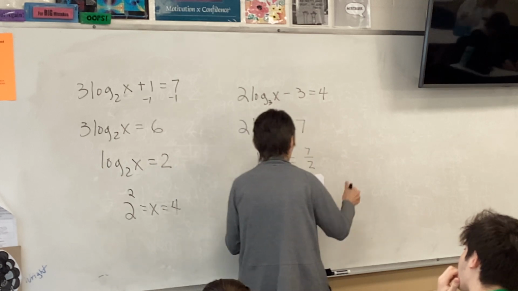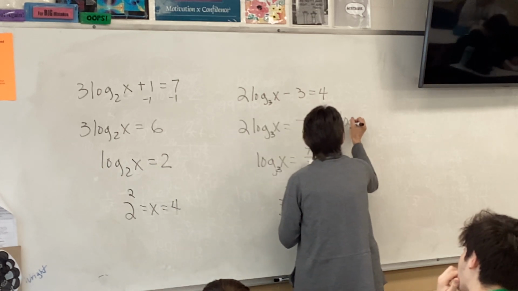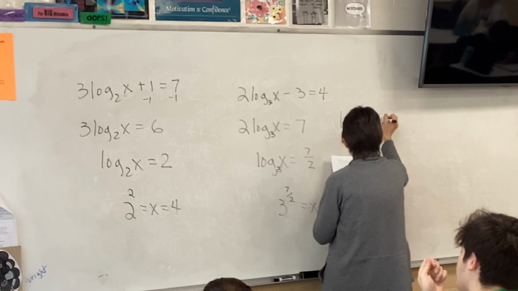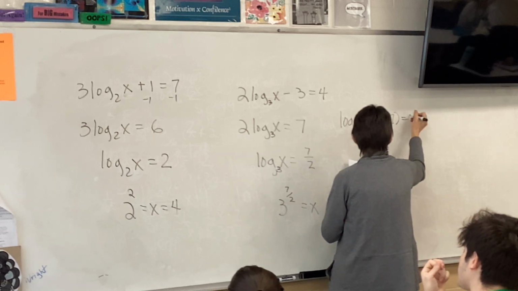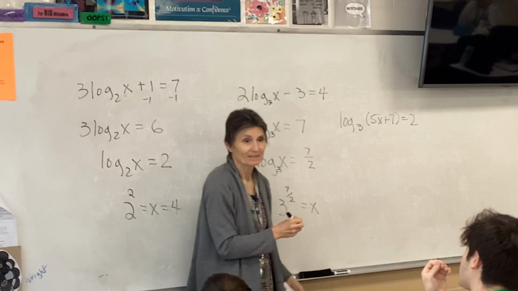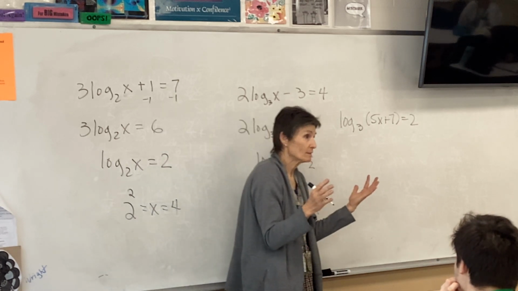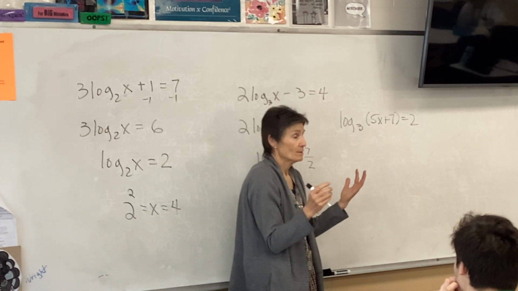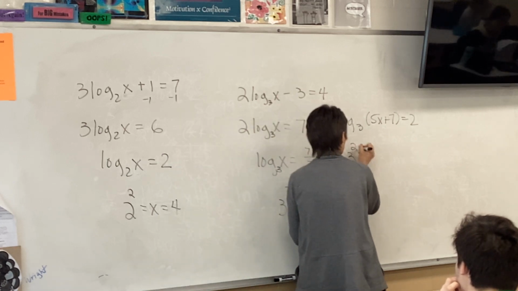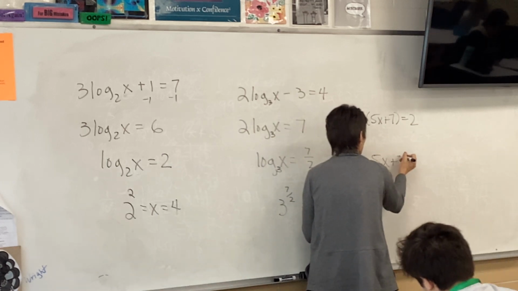All right, number 5, A. Just go ahead and log roll it. Yeah, we just start by rolling it. There's nothing to move, is there? So 3 to the second equals 5x plus 7.